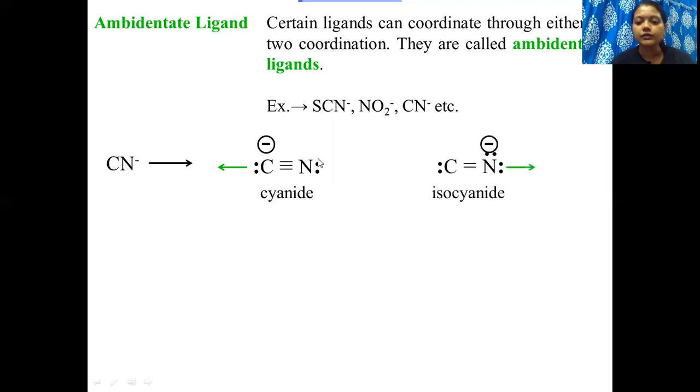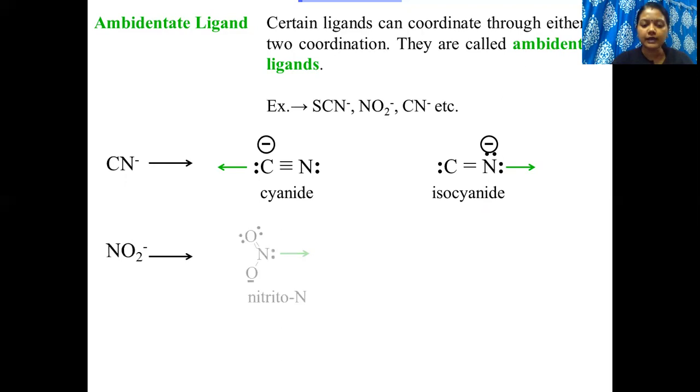But sometimes the negative charge lies on the nitrogen. This is the structure when the negative charge lies on the nitrogen. Then nitrogen will act as a donor site. This is called isocyanide ion. So cyanide can bind with either carbon or nitrogen at a time. So cyanide is a very popular ambidentate ligand.